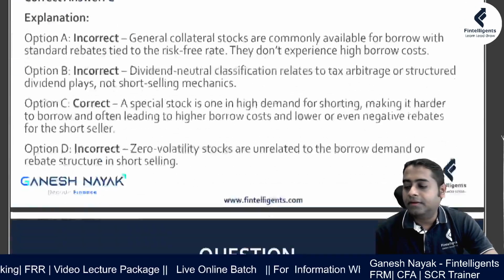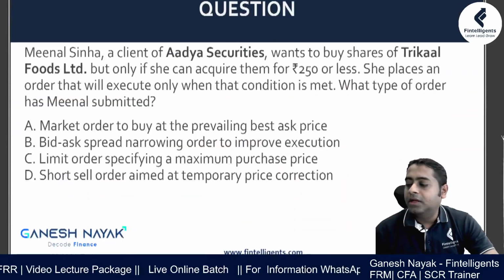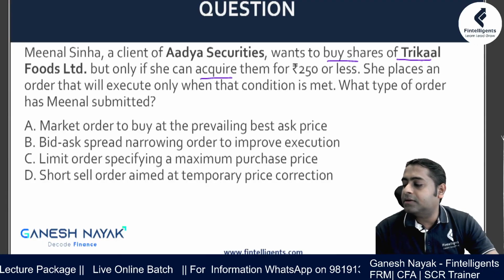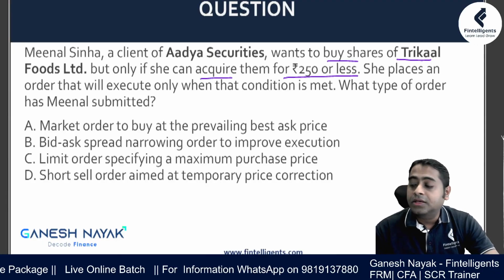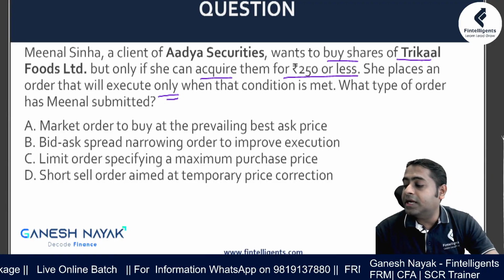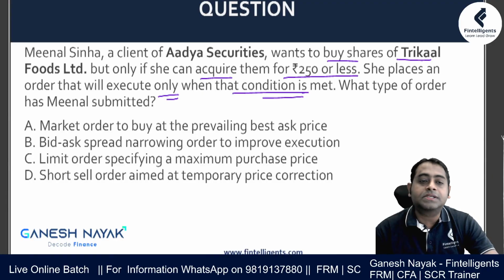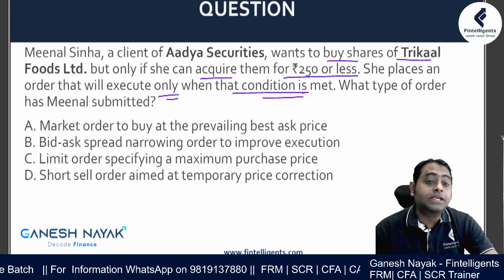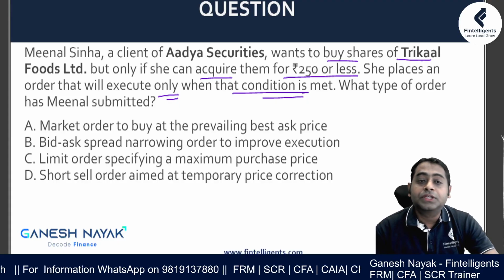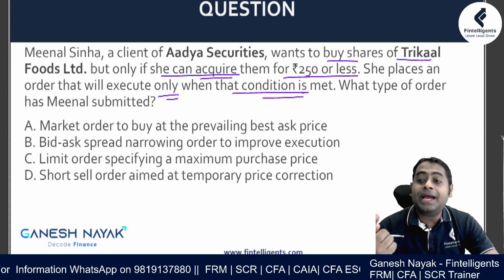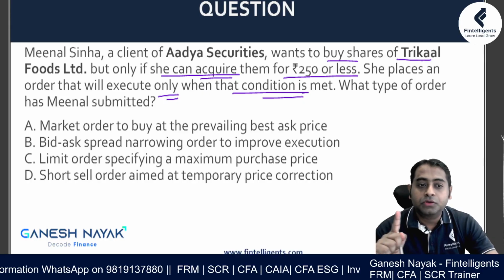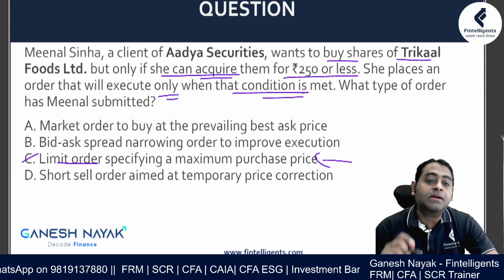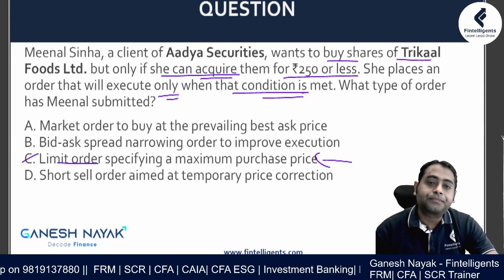One more question, Meenal. She wants to buy shares of this, but only if she acquires for $250 or less. She places an order that will only get executed when the condition is met. What kind of order is this? This is also easy. Is it C or D? She wants to acquire, that means buy. It is not short selling, so that is wrong. Answer is limit order. You will only be able to buy when it reaches a price of 250. Right?